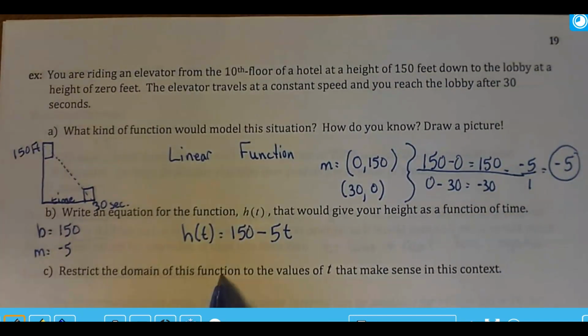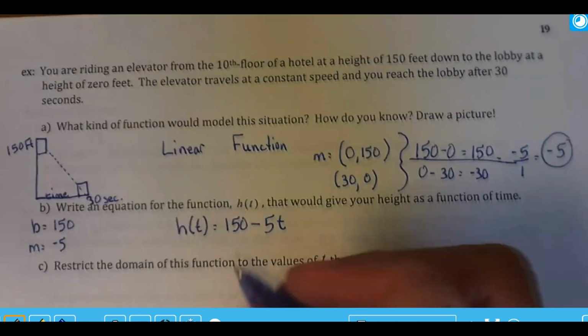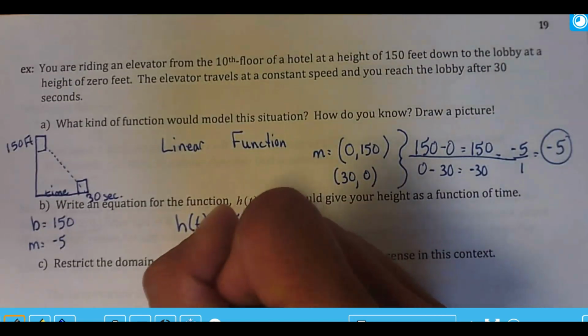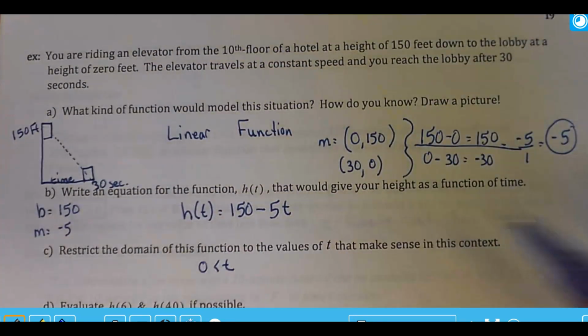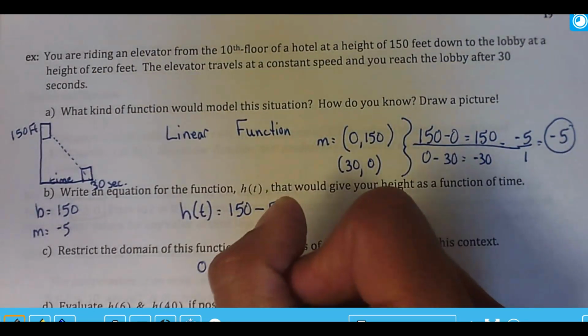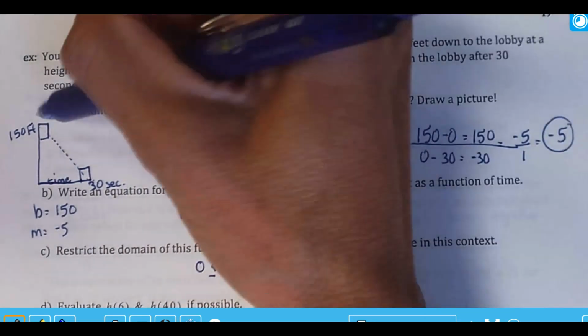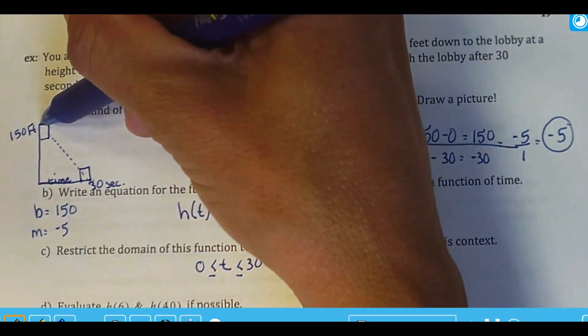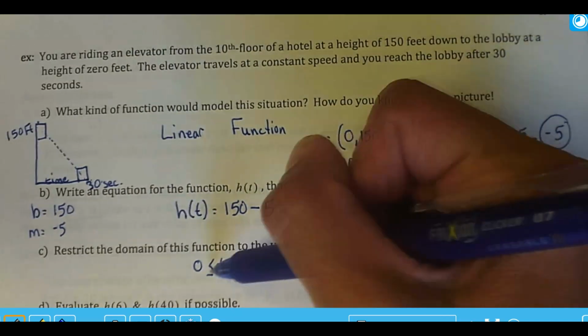Now we're going to restrict this domain. So I don't need all the time in the world. First of all, I can't have negative time. So as far as time goes, the smallest amount's got to be 0. And then once the elevator hits the ground floor, I don't need the time past that. So that would be 30. And we do want to include those amounts because at 0, you're in the elevator, that is 150, and after 30 seconds, you're still in the elevator. So we're going to include those.